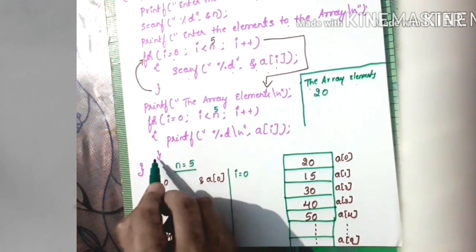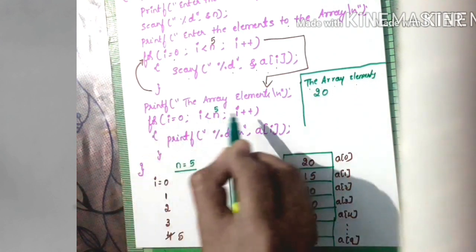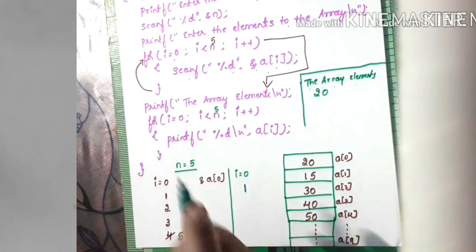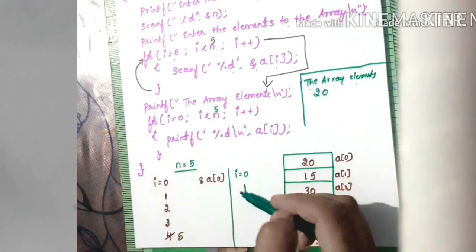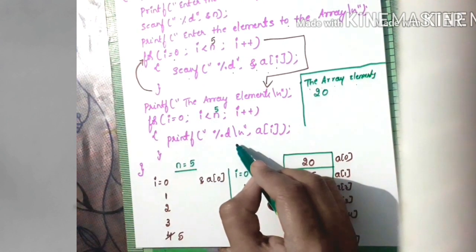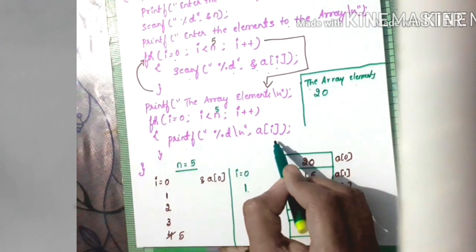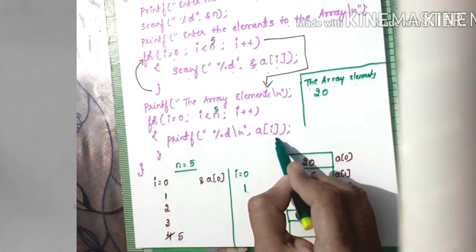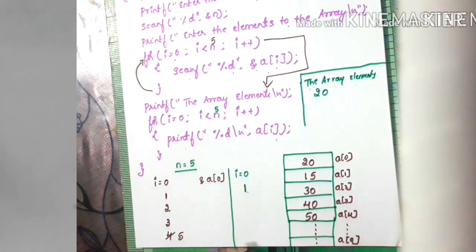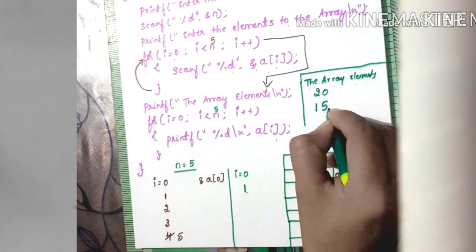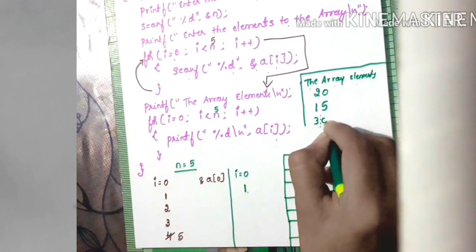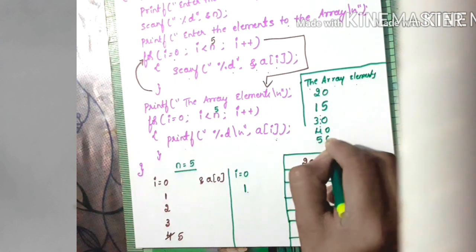Next, end for means control returns back to for. Next, updation, that is i is incremented by 1, so i becomes 1. Next, condition i less than 5, that is 1 less than 5, the condition is true. Control enters the for loop. Next, the print instruction prints the value of u[i]. i value is 1, so u[1]. What is the value of u[1]? That is 15. 15 is printed on the output screen. Like this, it prints all the other elements of the array.